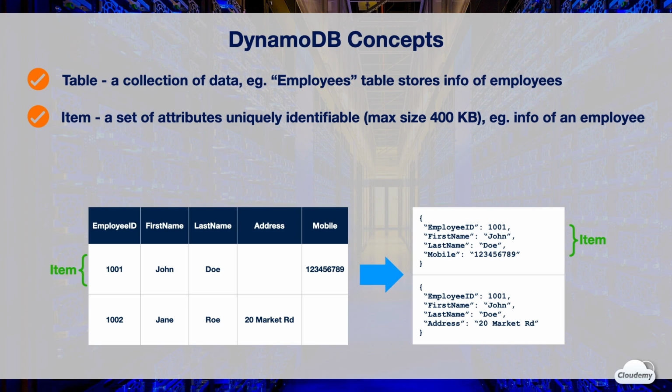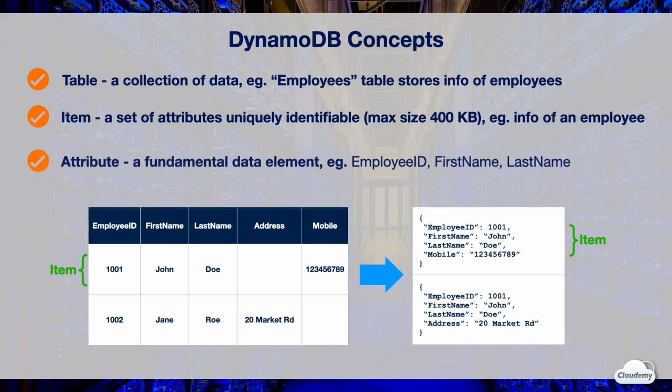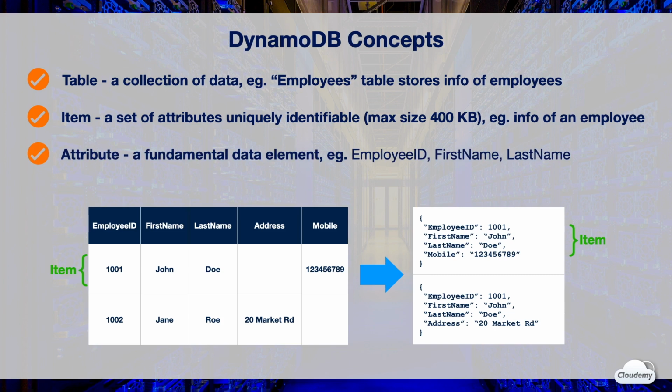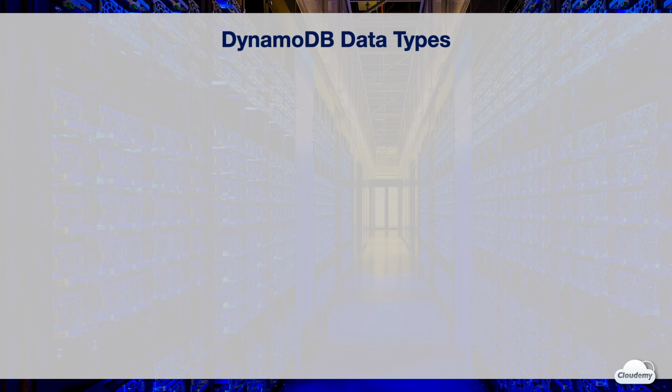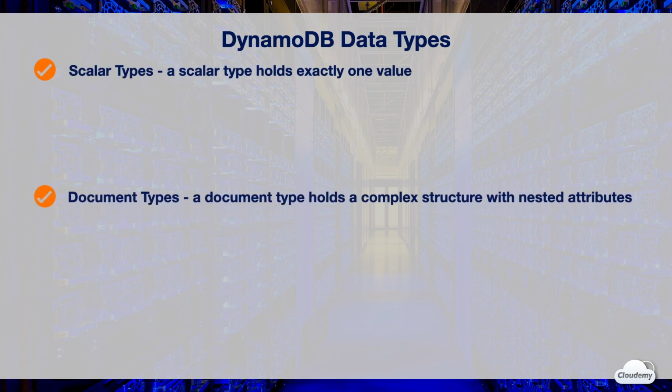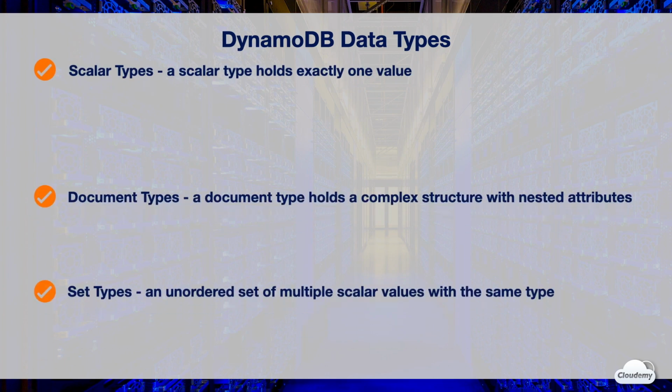The maximum size of an item in DynamoDB is 400 kilobytes. Each item is composed of one or more attributes. An attribute is a fundamental data element. For example, an item in the employees table contains attributes, such as employee ID, first name and last name. DynamoDB supports several data types for attributes within a table, which can be categorized as scalar types, document types, and set types. The scalar types include the number, string, binary, boolean, and null types.